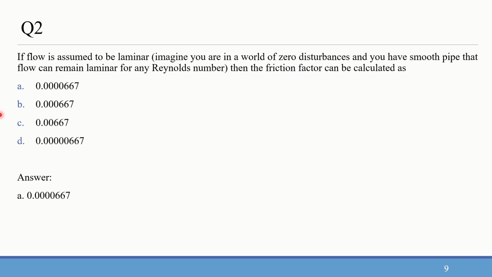So to find Re, what do we need? We need rho V d by mu. In the question, it is given that it is a continuation of the previous question.